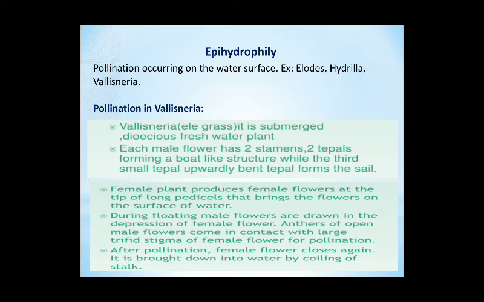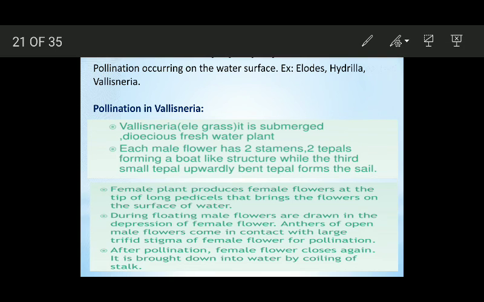Now, epihydrophily. It's the pollination which occurs on the surface of water. Pollination that is achieved on the surface of water is known as epihydrophily. Examples: Elodea, Hydrilla, and Vallisneria. Now we will study epihydrophily in Vallisneria. Vallisneria, which is also known as eelgrass, is a submerged dioecious freshwater plant.